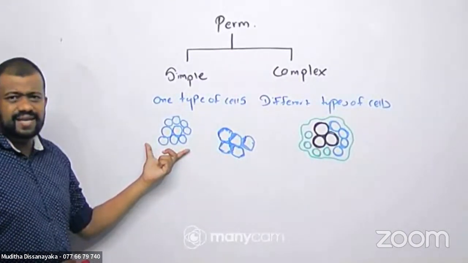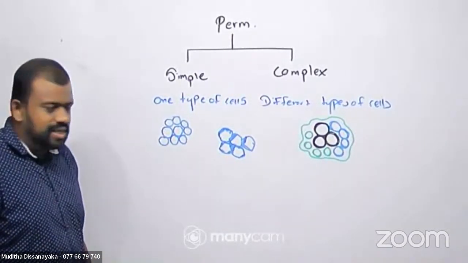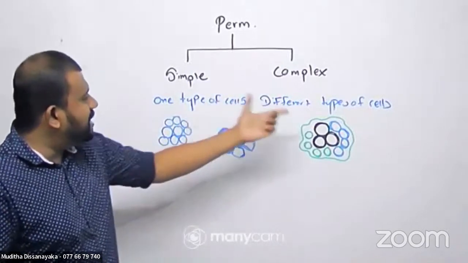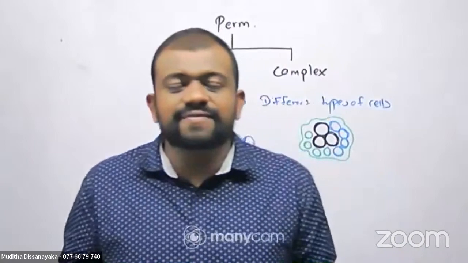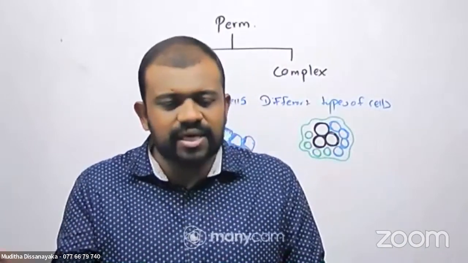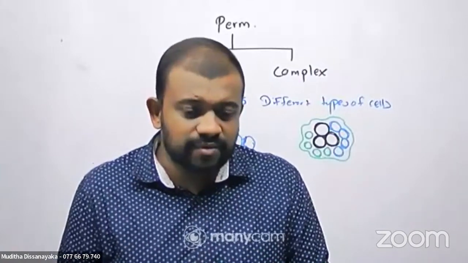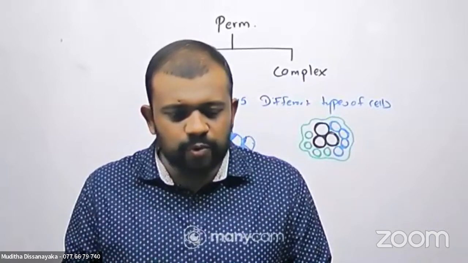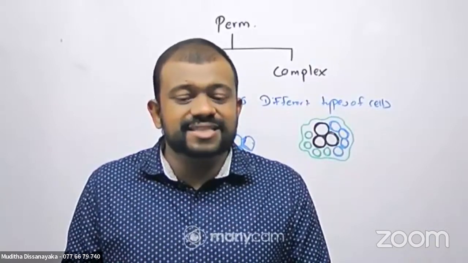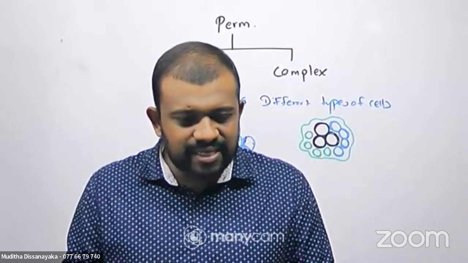Simple permanent has only one type of cells. To observe this, take a stem cutting. This area is known as the vascular region, since this area contains vascular tissues.